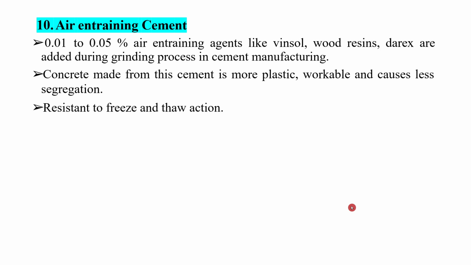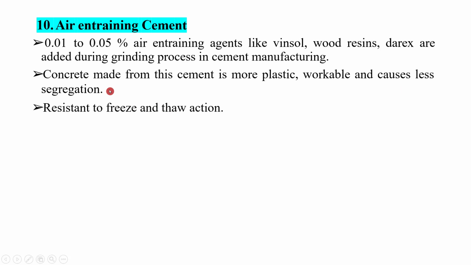Next, we have the air entraining cement, because by air entraining into the cement, it will facilitate easy mixing of the cement. So 0.01 to 0.05 percentage of air entraining agents like benzol in wood resins are added during the grinding process of cement manufacturing. The concrete made of this cement is more plastic. Workable means it can be easily mixed, and it causes less segregation.